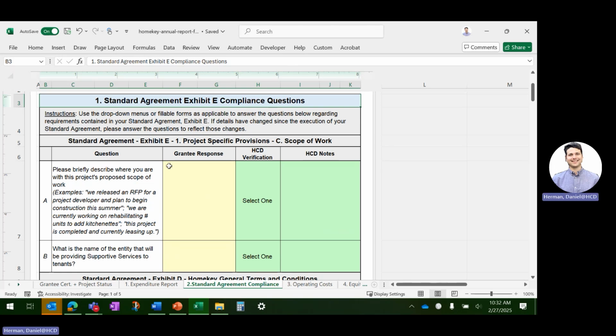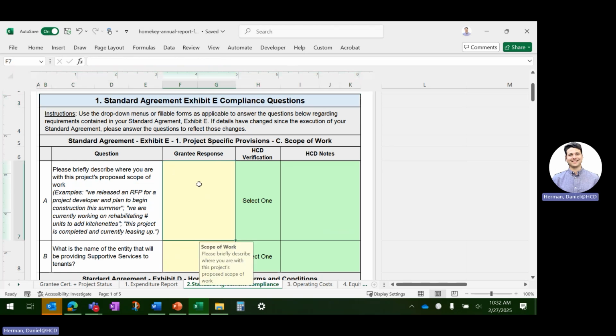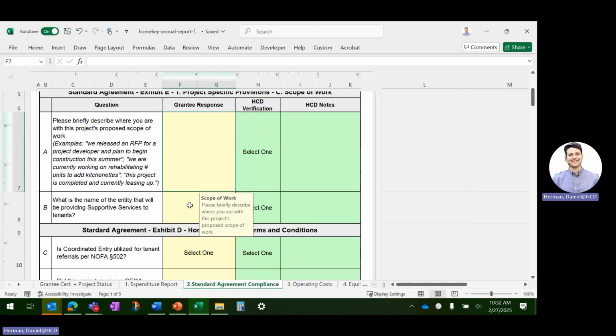In question A, the first question asks to briefly describe where you are in the project's proposed scope of work. So in the yellow cell, you will respond whether or not there's still any work being completed for the project or if it's all completed. Question B is asking for the name of the entity that is providing supportive services.